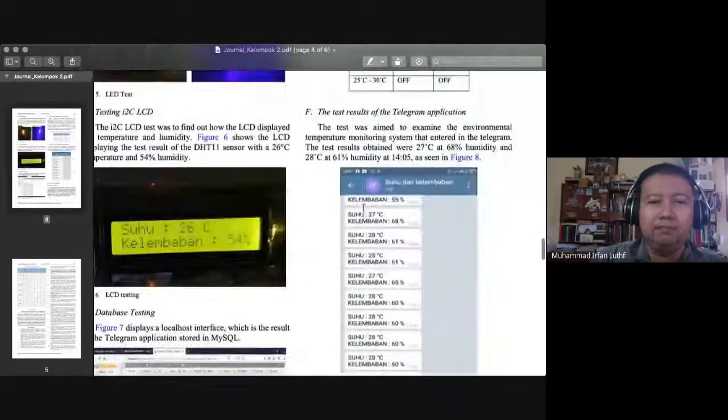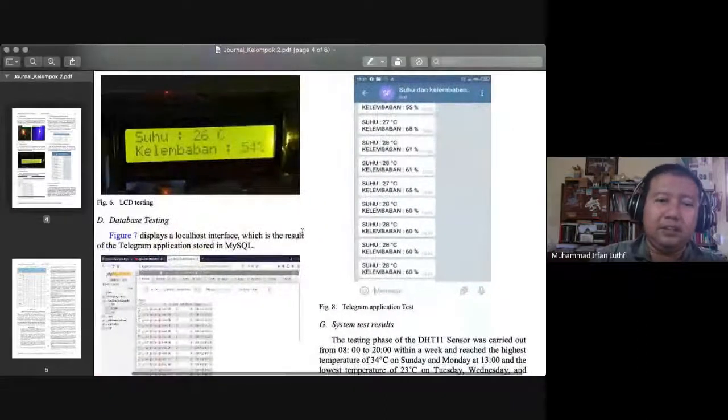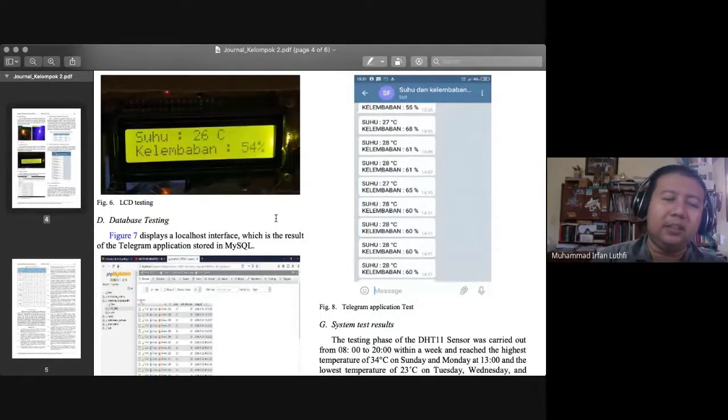And then, that's the first problem. They don't explain more. The authors of the journal don't explain more about how to send data from the Arduino to the system, right?